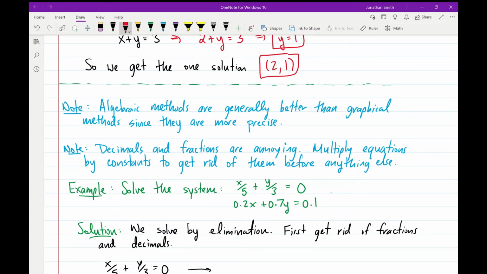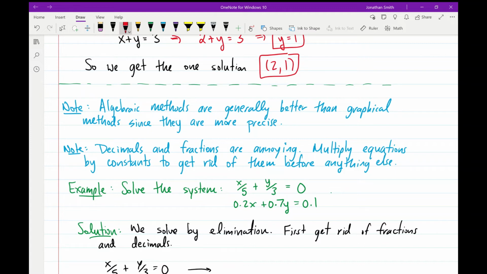So generally, out of the 4 methods that we just introduced, the first one, the graphical method, was the only method that wasn't algebraic. So we kind of had to draw a picture to figure out the solution. All the other 3 methods are algebraic. We don't need a picture. And generally, these algebraic methods are going to be better for various reasons.